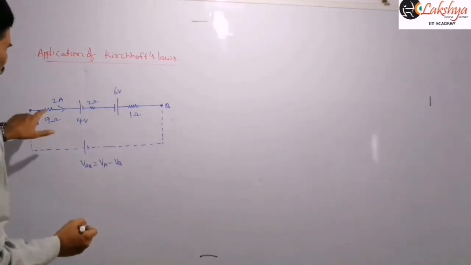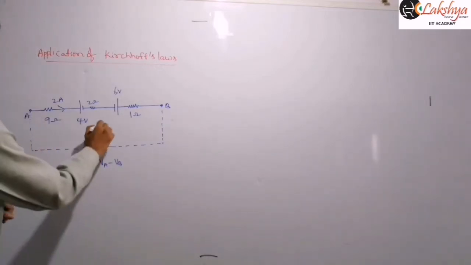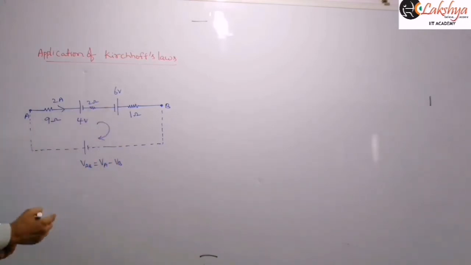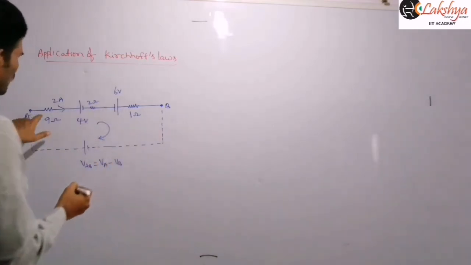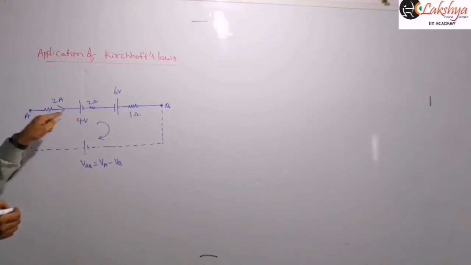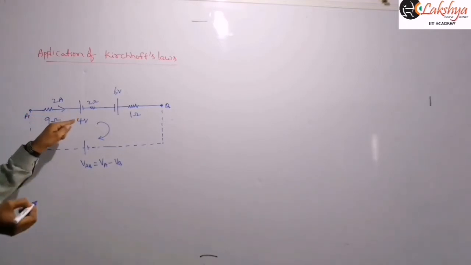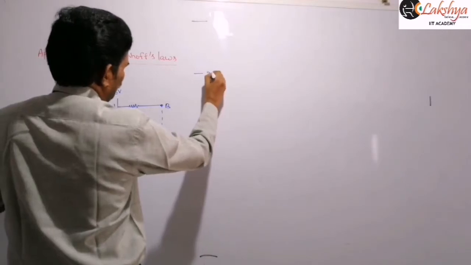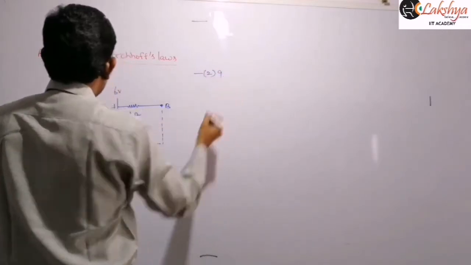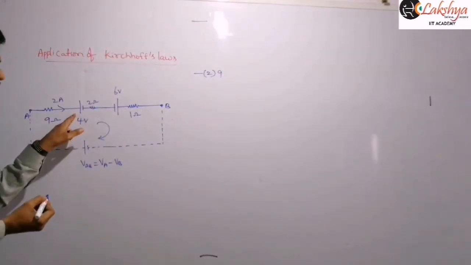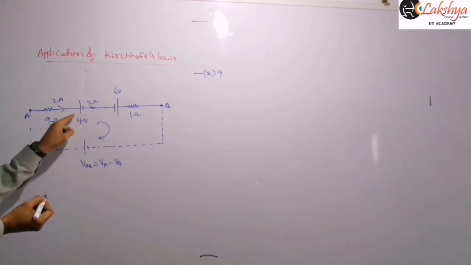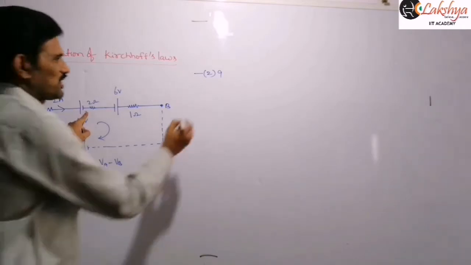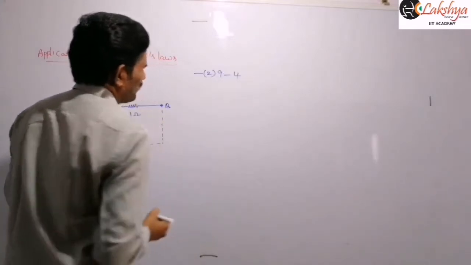So directly I am writing here, starting from this point, I am applying Kirchhoff law in this direction. For this resistance, we are traveling in the direction of the current, and in the direction of current it is negative. So minus IR, that is 2 into 9. Next we get this cell. For this cell, we are traveling from positive to negative, so it is minus.